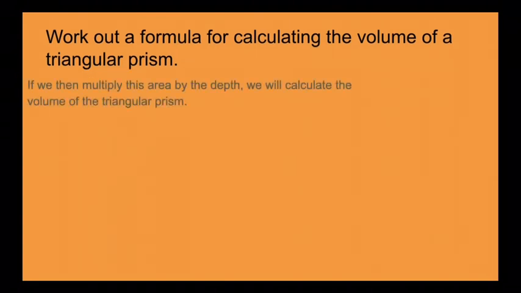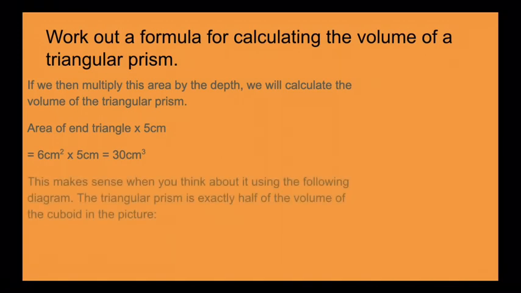So to work out a formula for calculating the volume of a triangular prism, what we can do is find the area of that triangle and then multiply it by the depth of the prism. So we take the area of the end triangle and we multiply it by the depth. So we've got 6 centimetres squared times 5 centimetres, which is the depth, equals 30 centimetres cubed.